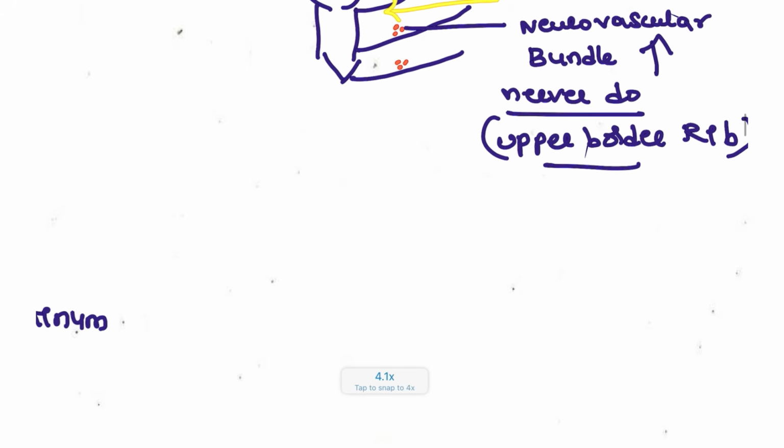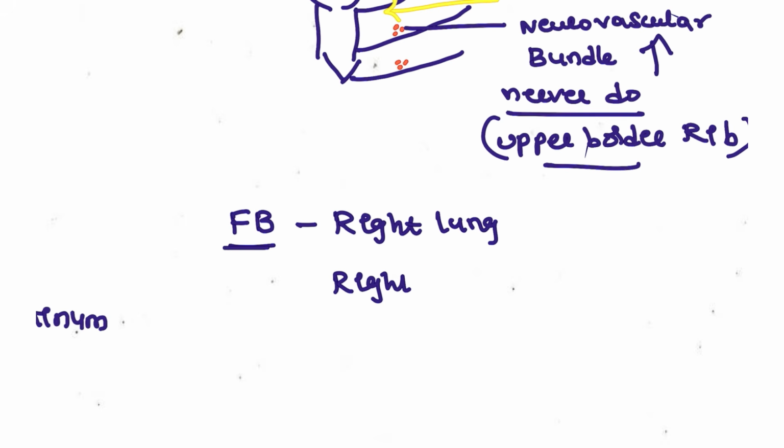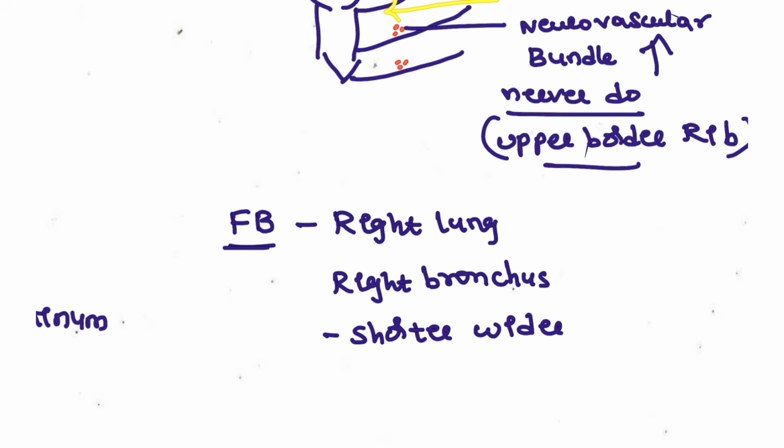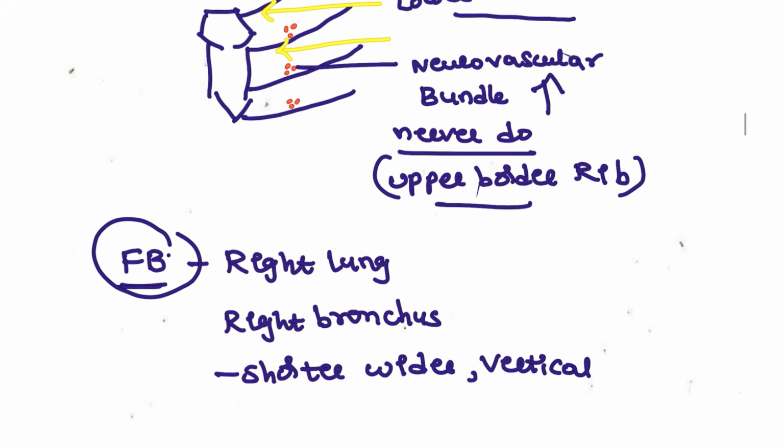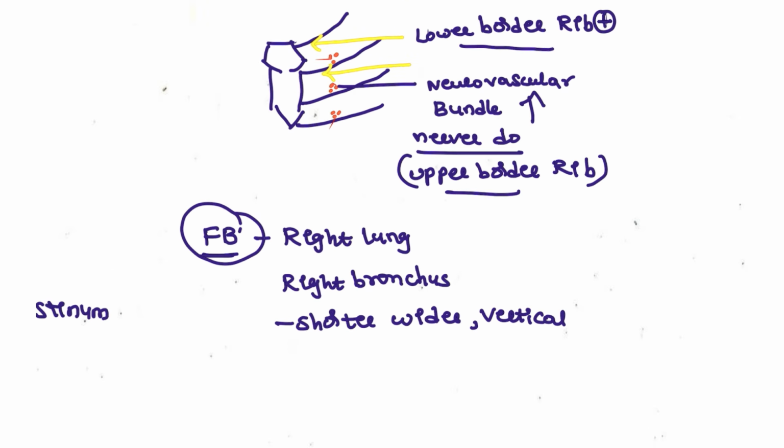And most commonly, where does a foreign body go? The foreign body most commonly goes into the right lung only. Why? Because when the carina divides, the right main bronchus is shorter and wider. Also, it is more vertical. So that's why the foreign body most commonly lodges here. This question has been asked in the recent INI-CET, right?